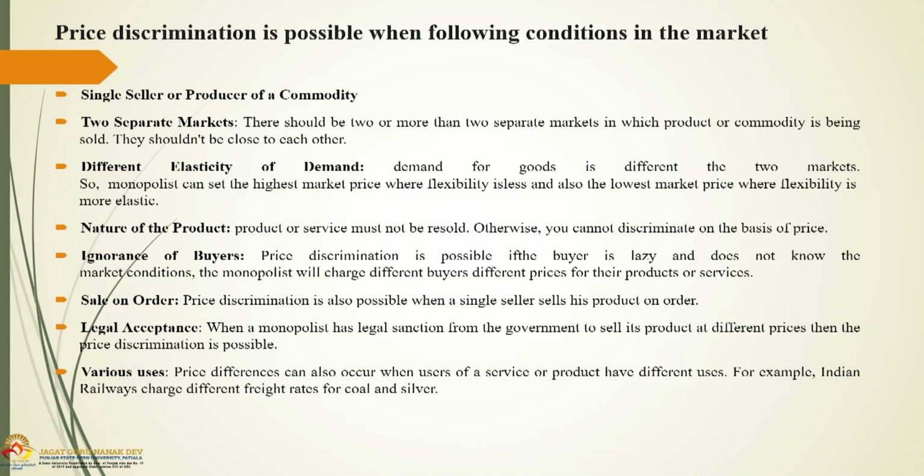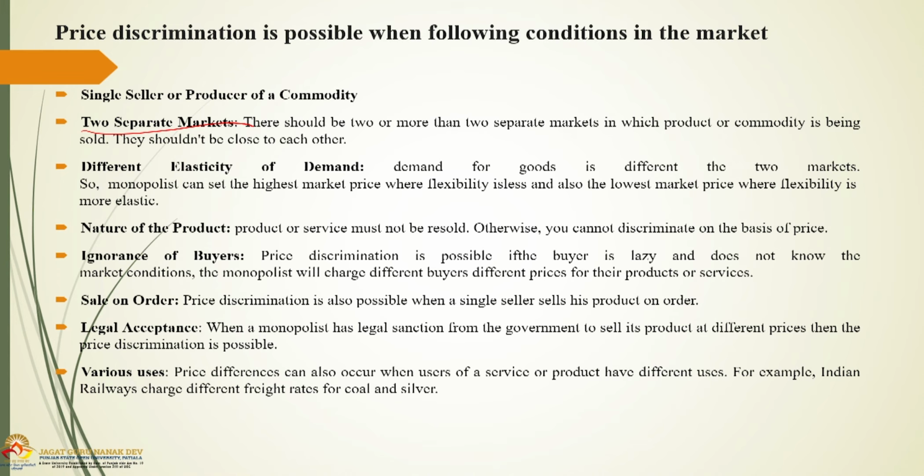Then, second is two separate markets. There should be two or more than two separate markets in which the product or commodity is being sold. They should not be close to each other, so that a consumer is not able to buy a product from a market where it is at a lower price and sell that product in a market where it is available at a higher price. This should not be possible. So the two markets should be separate from each other and not close to each other, so that products cannot be transferred from one market to another.